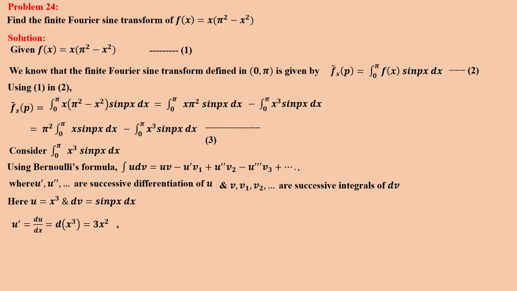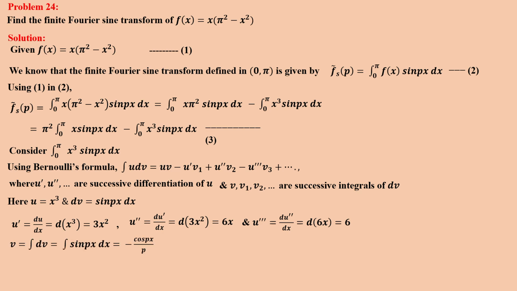and dv is equal to sine px dx. Therefore u dash is the derivative of x cube, so 3x square. U double dash is the derivative of u dash, that is the derivative of 3x square, that is 6x. And u triple dash is the derivative of u double dash, that is the derivative of 6x, that is 6. And v is equal to integral dv, that is integral sine px dx. You will get minus cos px by p.